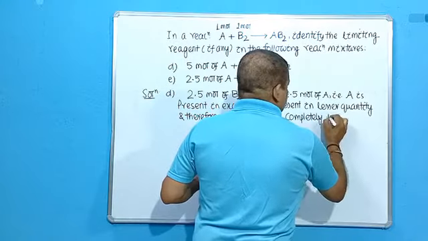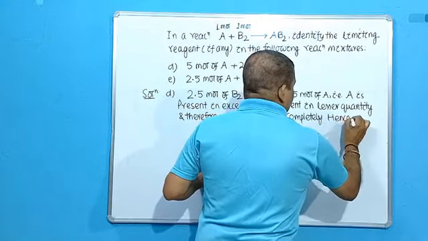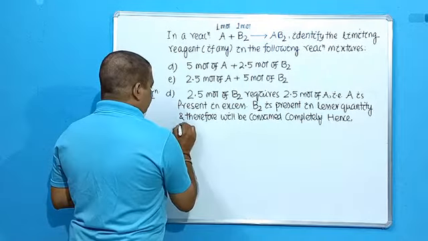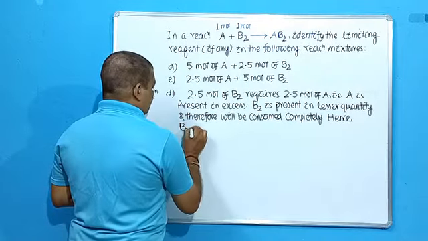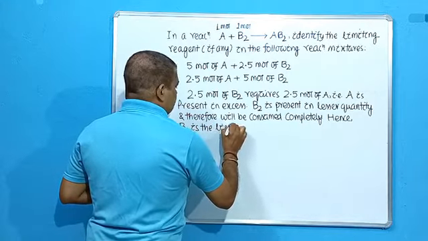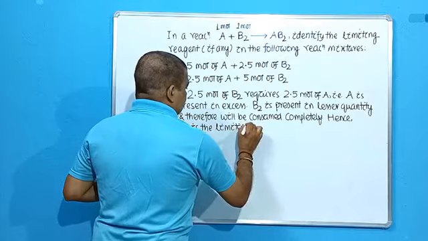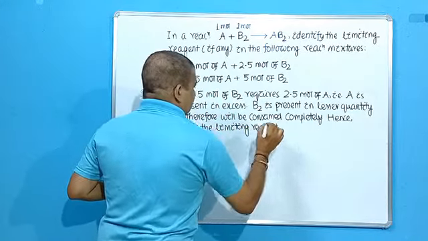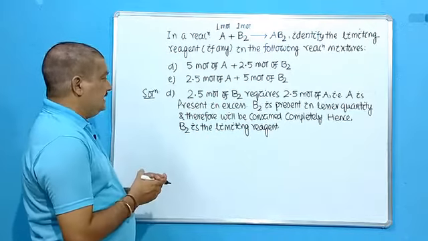Okay, whichever gets consumed first, that is the limiting reagent. Hence B2 is the limiting reagent. So this is the answer of question D.